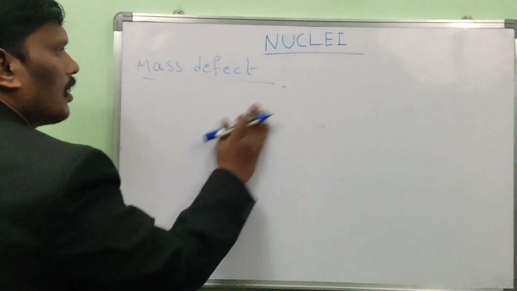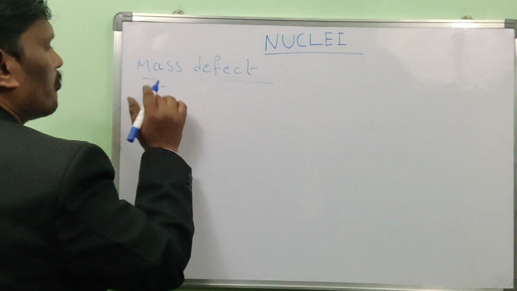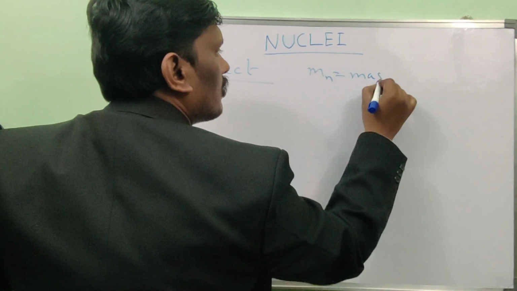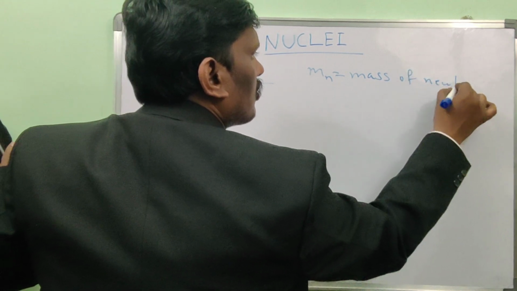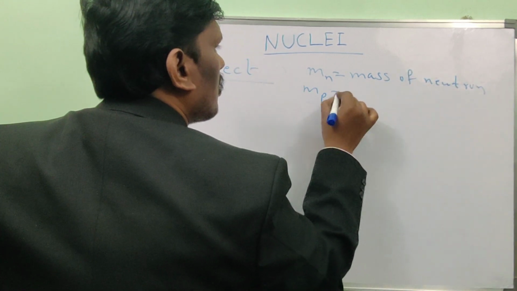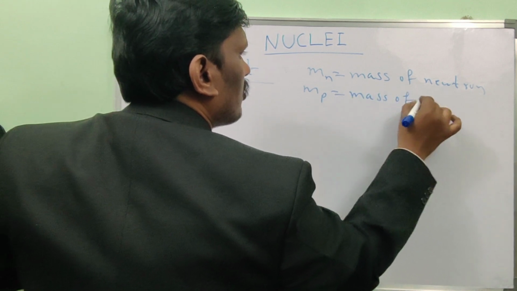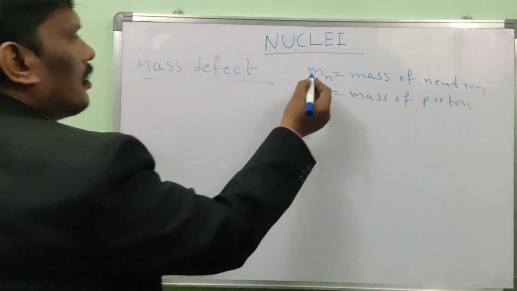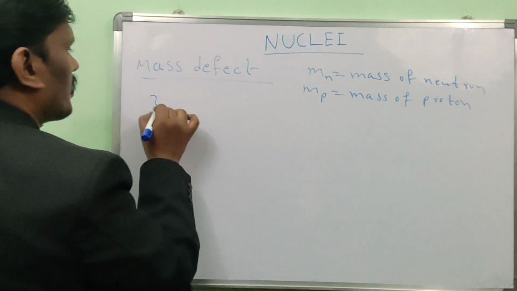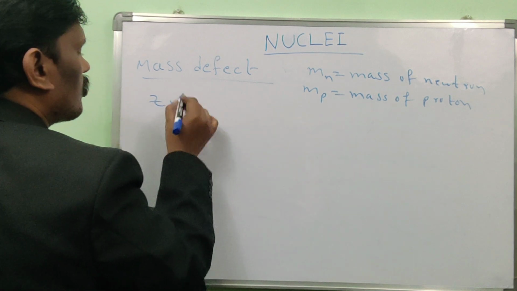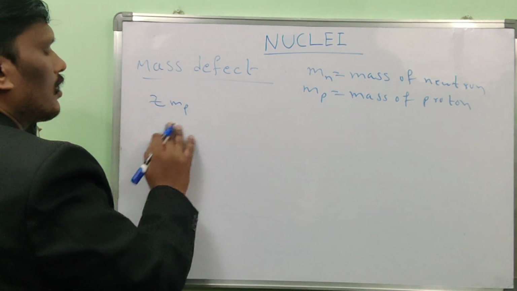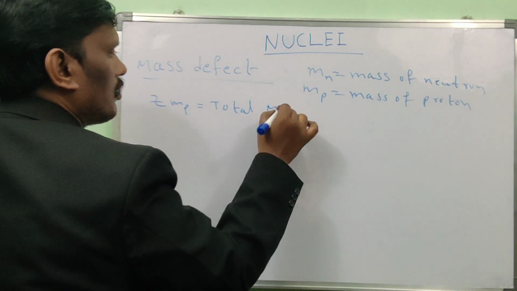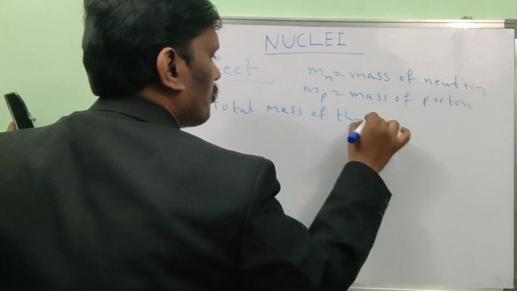Let us see. Suppose I consider Mn is the mass of a neutron, and Mp is the mass of a proton. The number of protons is Z, and one proton has mass Mp. If I multiply these two, I get Zmp, the total mass of the protons.